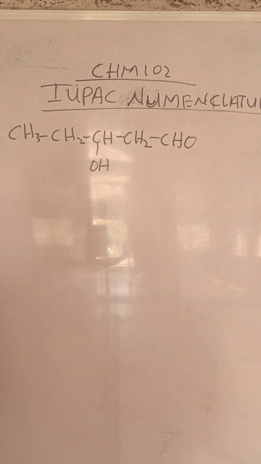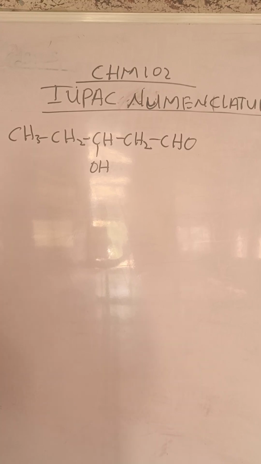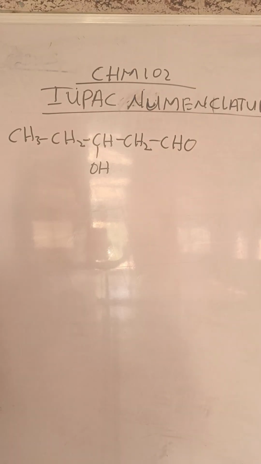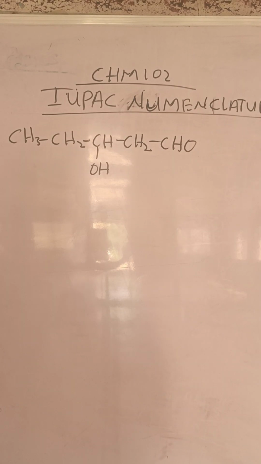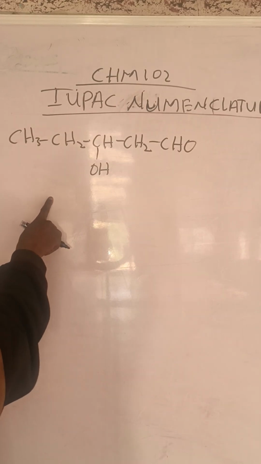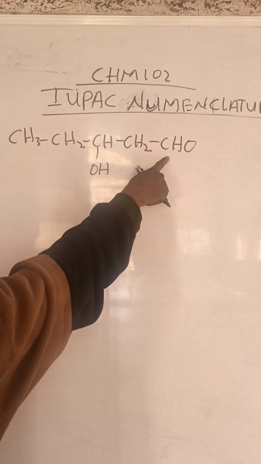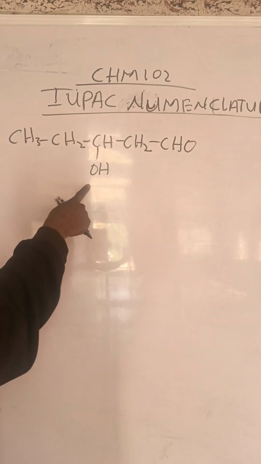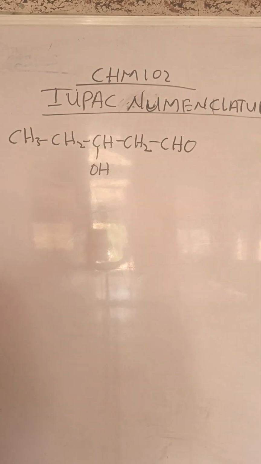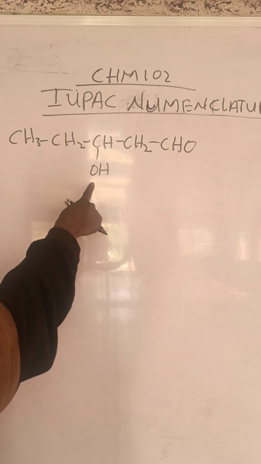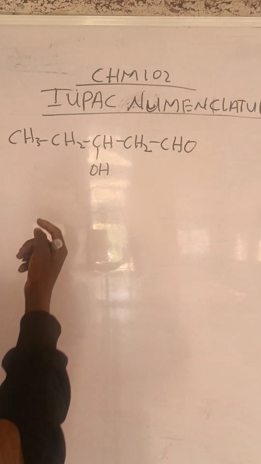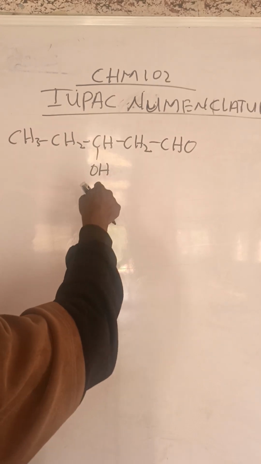Yes, good day everyone. This is another compound. We are to name this particular compound. Don't forget the rules if you want to name any compound given to you. If you take a look at it very well, we have CHO, we have OH. CHO means alkana, OH means alcohol.